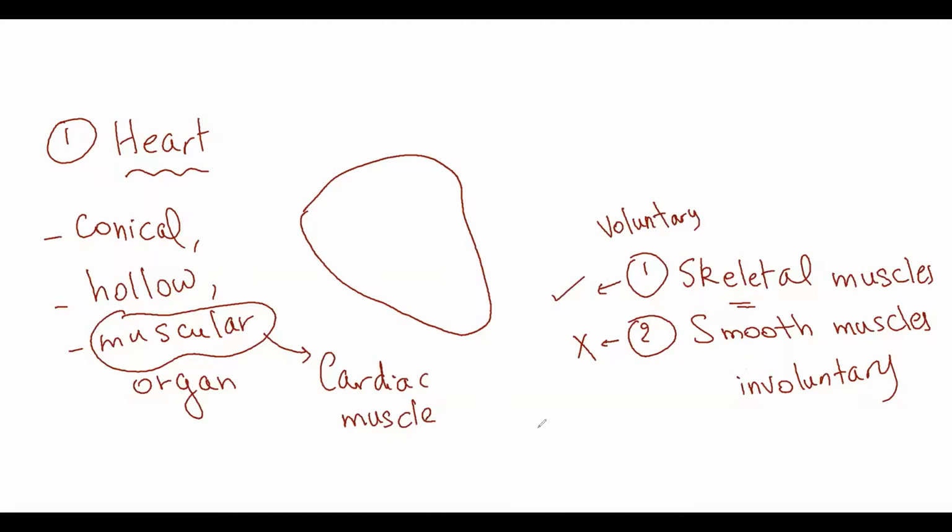But the third kind of muscle is specific for the heart only. No other part of the body has this cardiac muscle. If I want to describe the heart, I'm going to say this is a conical, hollow, muscular organ formed of cardiac muscle. So what is the size of the heart?